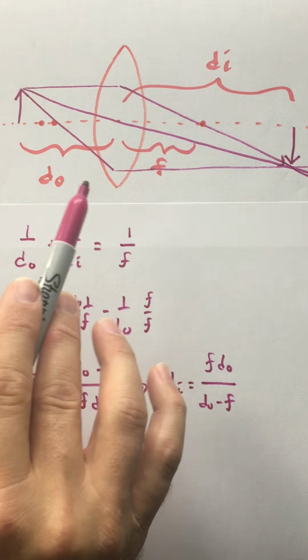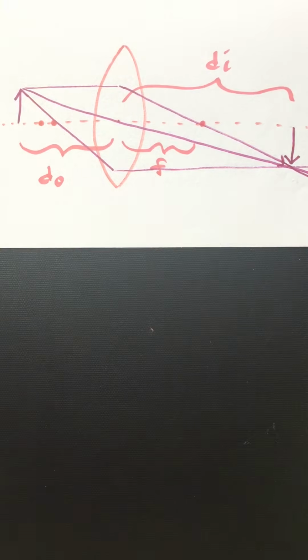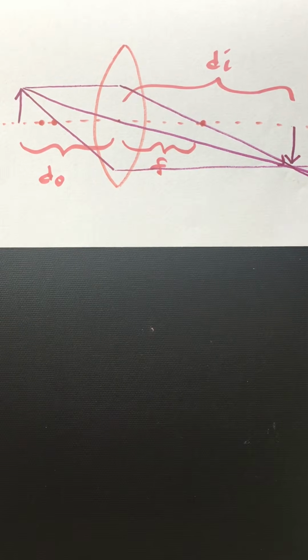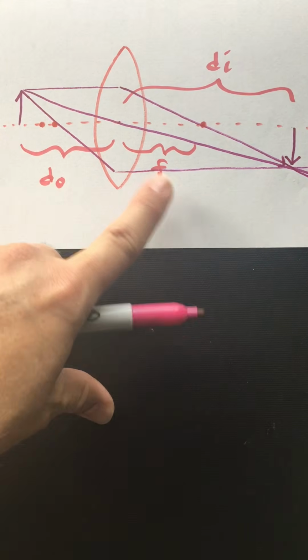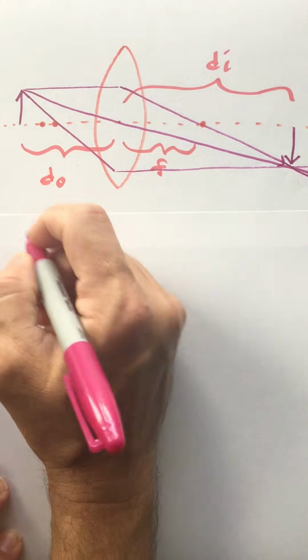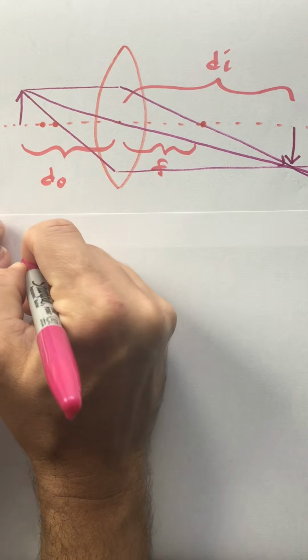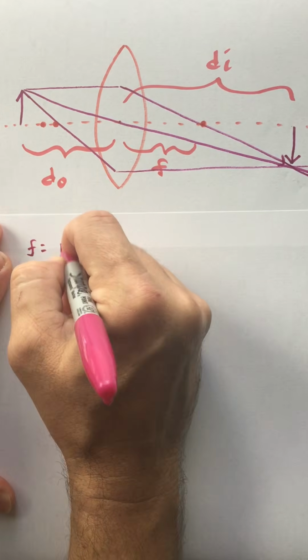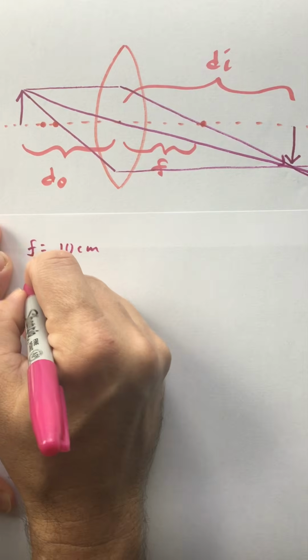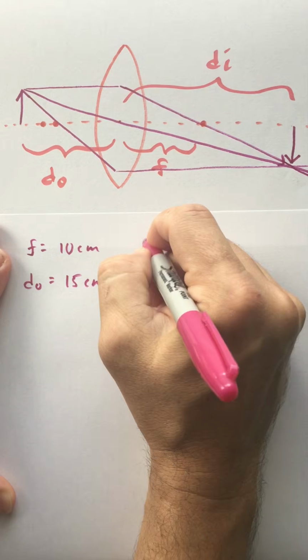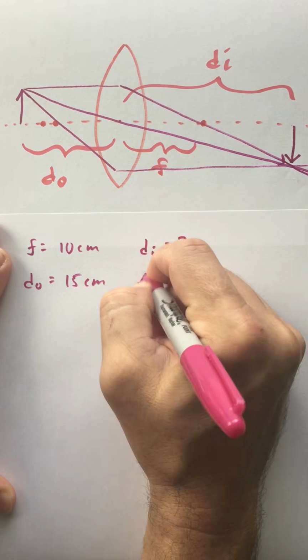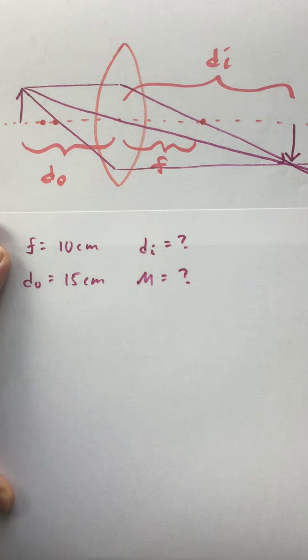Let's do this example with some numbers so that we can see what happens. And I should point out, notice the initial conditions here. My object is farther away from the lens than the focal length. So the focal length is going to be some number, the distance to the object will be some number less than that. So if I do this, let's say that for this system I find that the focal length is 10 centimeters. I find that my distance to the object is equal to 15 centimeters. And I'm going to ask, what is the distance to the image and what is the magnification of the image?